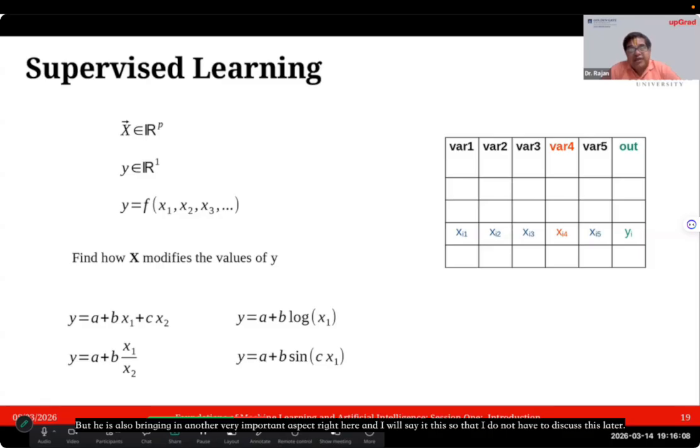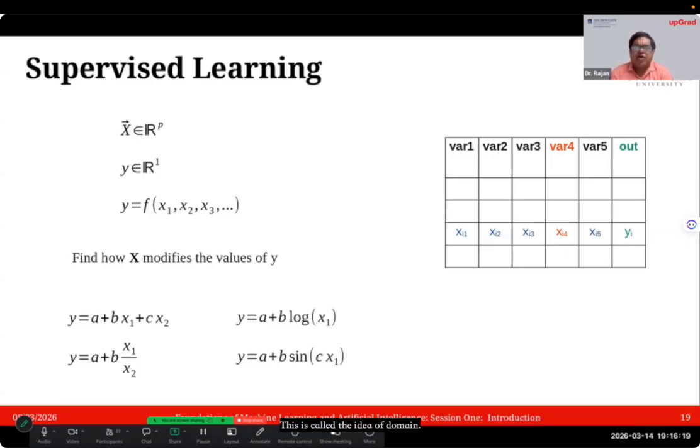But he is also bringing in another very important aspect right here, and I will say this so that I don't have to discuss this later. Okay, this is called the idea of domain. What is meant by domain? Domain is the range of values over which x1, x2, x3, etc. varies.